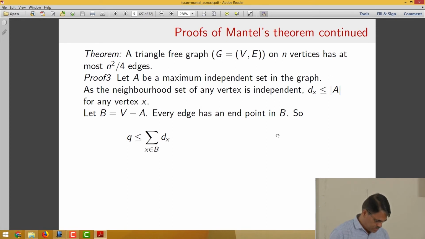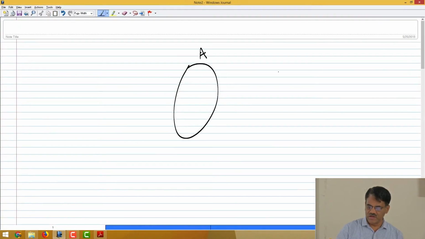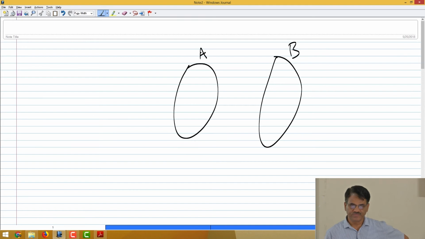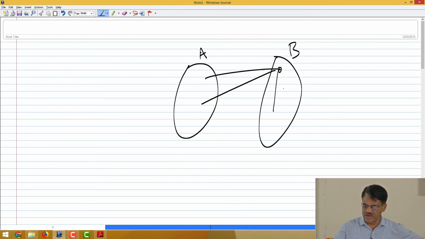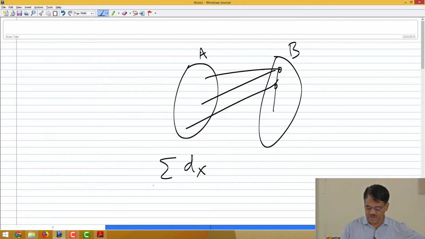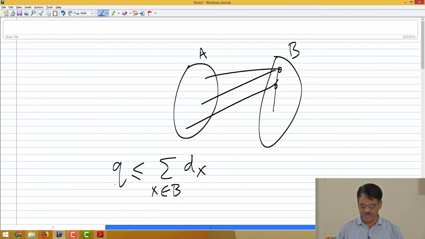Okay, I think it needs a picture. So, A is the maximum independent set and B is the remaining vertices. Okay. So, every edge has some endpoint here, all the edges are here, either here or here, right. So, if I do summation d_x, x in B, this accounts for all the edges and more because some edges inside B are counted more than once. So, this is greater than or equal to the number of edges because there are no edges inside here, agreed.